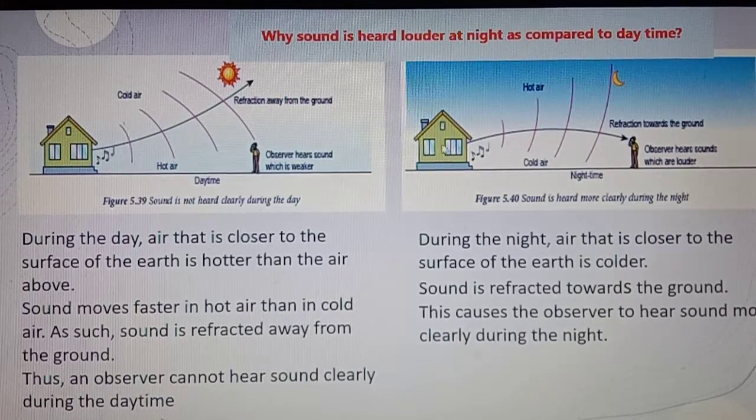So during nighttime, what happened? During nighttime, air that is closer to the surface is colder. Close to the surface is cold, above is hot. So sound is refracted towards the ground. When refracted towards the ground, this causes the observer to hear sound more clearly during the night. The sound that is transferred returns back to the ground due to the refraction towards the ground. So at night, the sound is heard clearly compared to daytime.